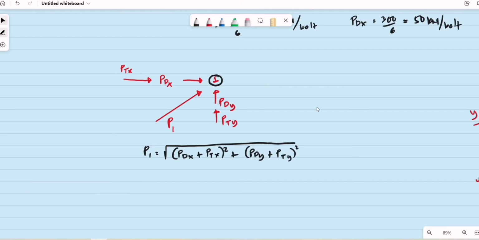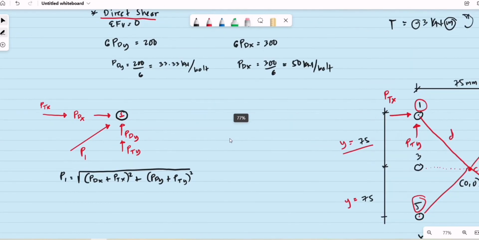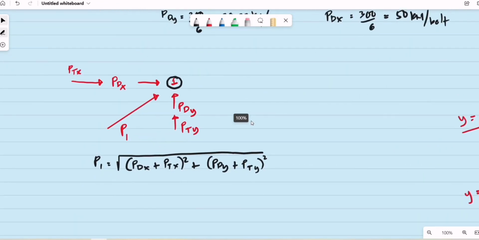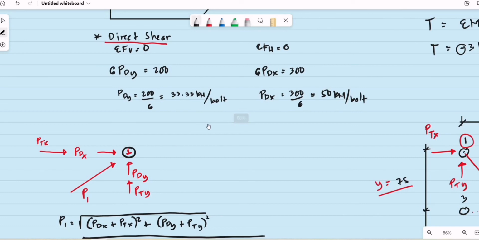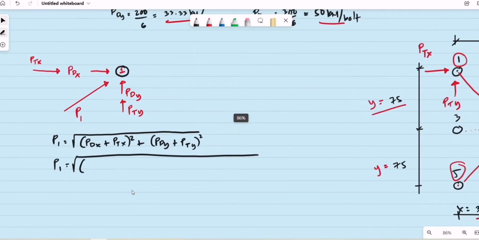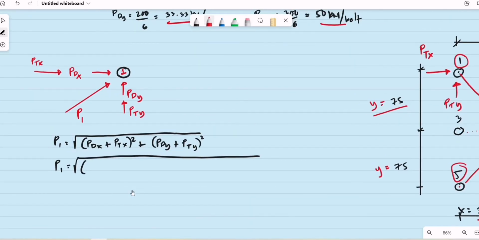So all we have to do now is substitute to compute for the total shear acting on 1 bolt. P1 is now equal to the square root of, what is our P sub dx a while ago? P sub dx a while ago is 50 kilonewtons per bolt, and P sub dy is 33.33. Those are the direct shear. So P sub dx is 50 kilonewtons per bolt.